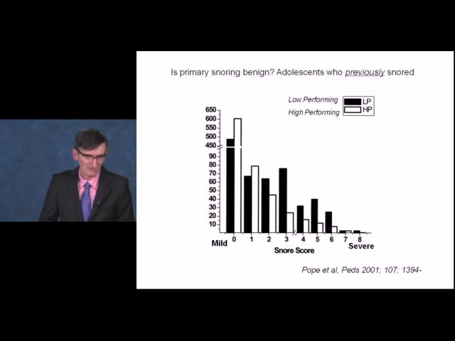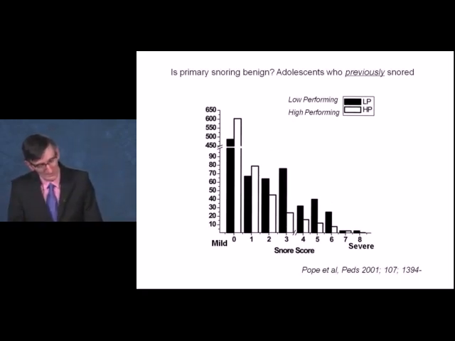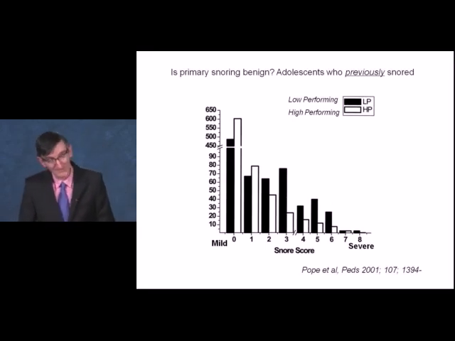Zero snoring, right? You're more likely to be in the high performance. But look what happens. As you snore more, you're more likely to be in the lower performance. Now, does this mean that people who have lower performance in school have something wrong that gives them the low performance, or is the low performance contributing? Most of us believe that it is the poor performance in sleep that results in the poor performance in school.